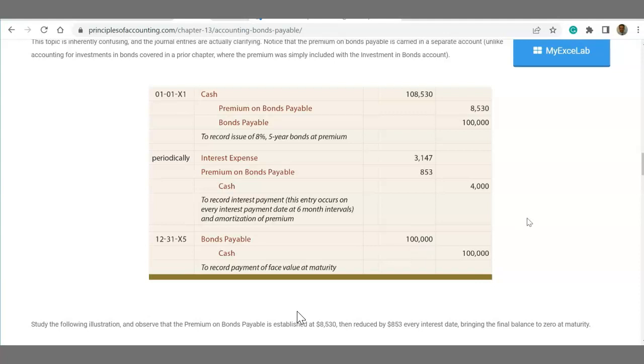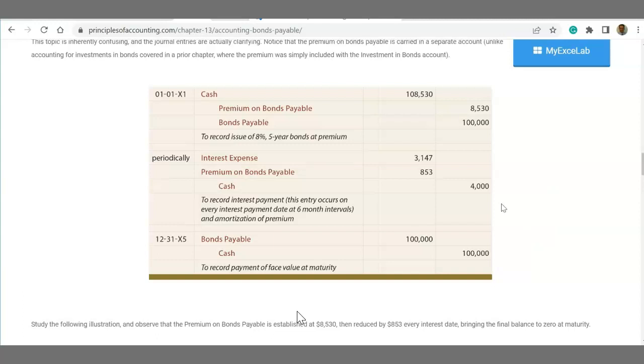Questions? You're good? I have a question. Just premium on bonds payable. Our cheat sheet here says it's a liability adjunct account. Can I think of this as very similar to an allowance of some kind?